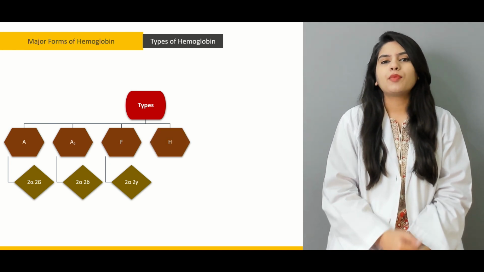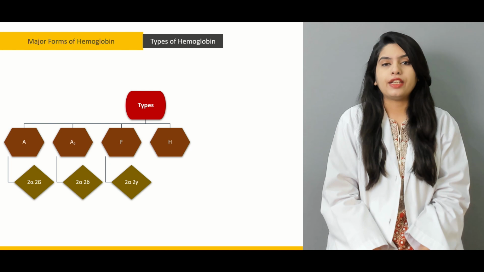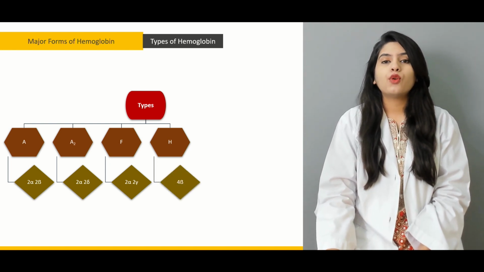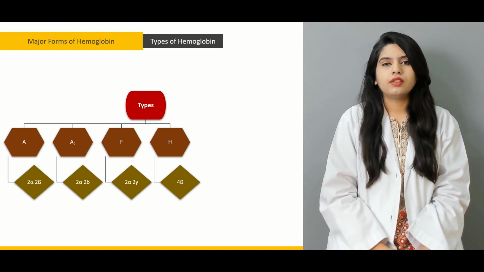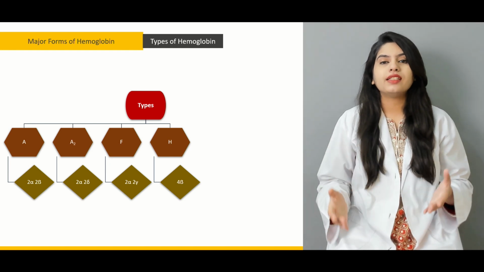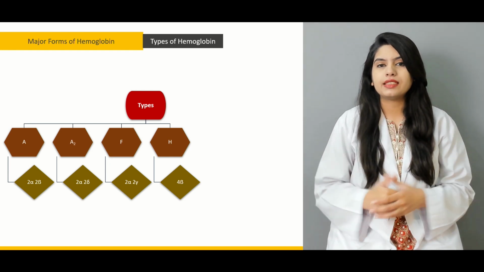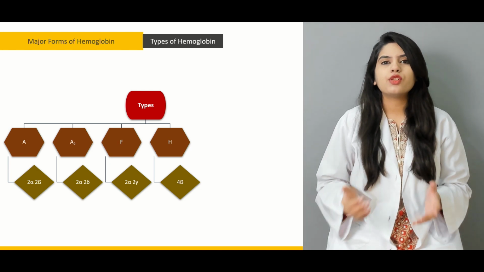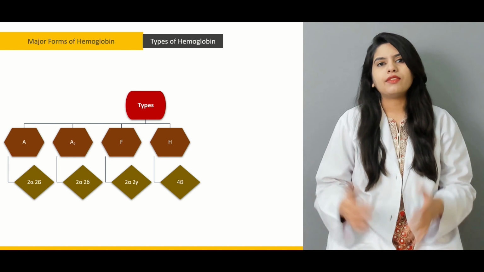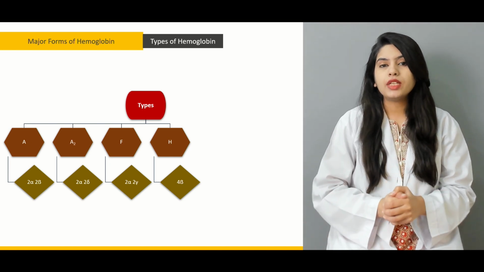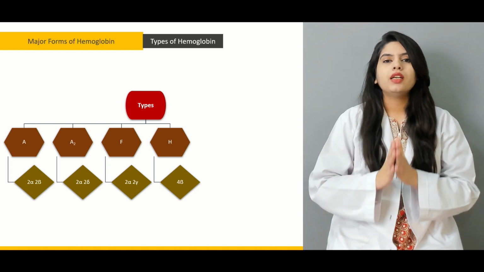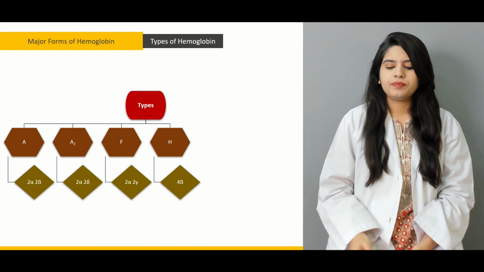Then there is another type of hemoglobin, hemoglobin H. This type of hemoglobin consists of 4 beta chains only. That means that person is deficient in alpha chains. So we can say that the person is suffering from alpha thalassemia, where there is a deficiency of alpha chains in the body. Whenever there is alpha thalassemia, the type of hemoglobin produced inside that person will be type H hemoglobin.